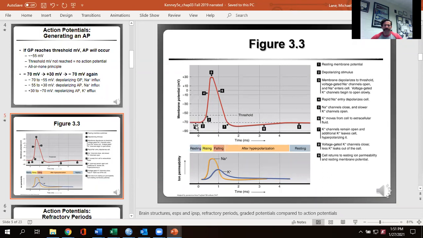If we were to look at this baseline, if we saw it go down, that would be an inhibitory graded potential. If we go up, then we see an excitatory graded potential. And then once again, we can get ourselves the depolarization.